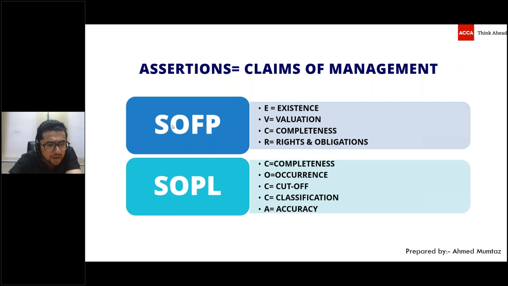Tareem is saying, can you please repeat occurrence? Occurrence and existence are more or less the same. When it comes to existence, the management is going to claim that as at the reporting date, that is the statement of financial position date, that particular asset or liability exists. But when it comes to occurrence, the management is going to claim that those transactions did happen during the year. So the liabilities or the assets have to exist at a particular date, but the profit or loss account items should have happened during the year at some point of time. Is this clear to you now, Tareem?